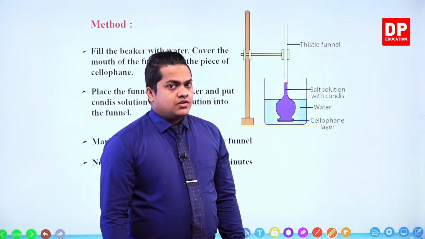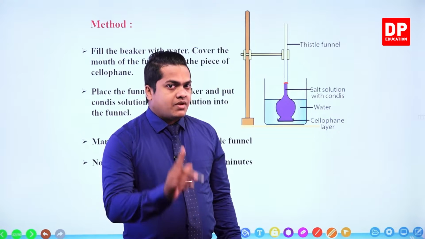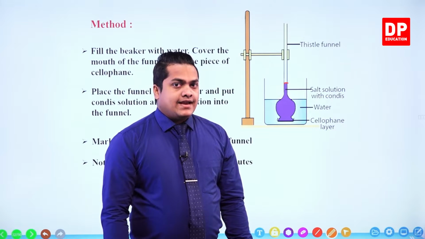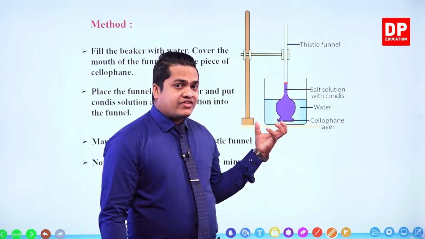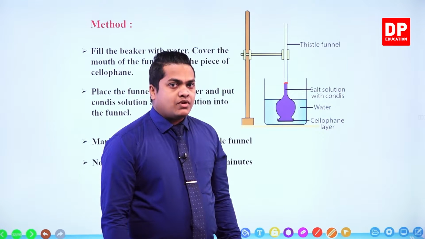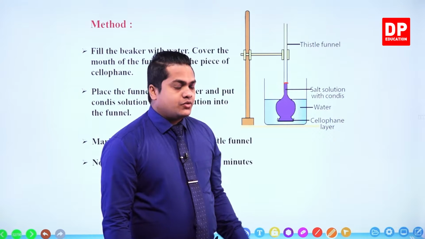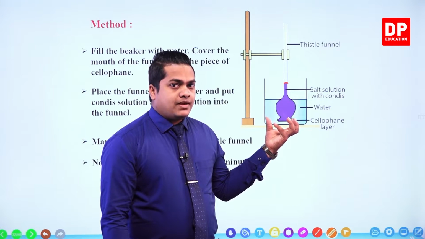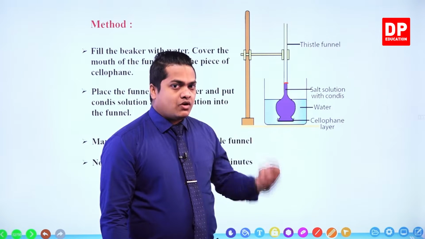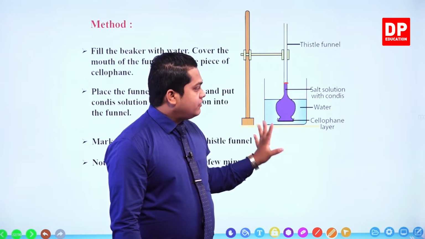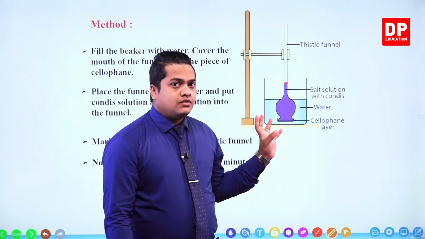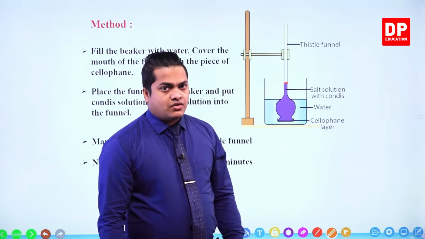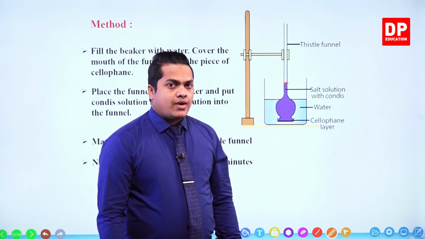Right, my dear children? So this is the way of conducting our activity. Remember to mark out the starting position, the initial position. And make sure that you have tightly fixed the cellophane paper to the mouth of the thistle funnel. So you add salt solution plus the condensed solution into the thistle funnel. Fix the cellophane paper very well, tightly, to the mouth of the funnel. Then after that, fill the water beaker with water. Insert the thistle funnel according to the given figure. Then keep the system for a few hours and observe what's going to happen.